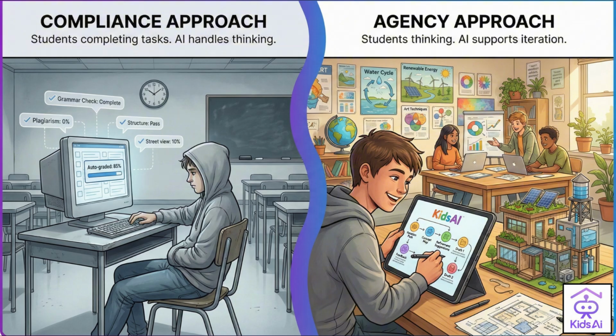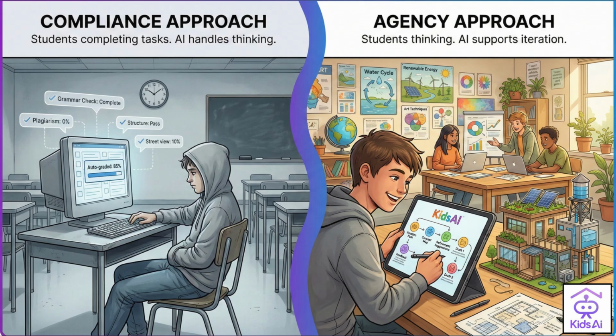We see the left side of compliance. Student receives the task. AI generates the solution. Student submits. Student passes. The thinking is invisible. The AI does it. The student watches. If we look at the right side of agency, student's messy thinking. AI clarifies in questions. Student refines. Student decides. AI questions more. The thinking is visible. The student does it.